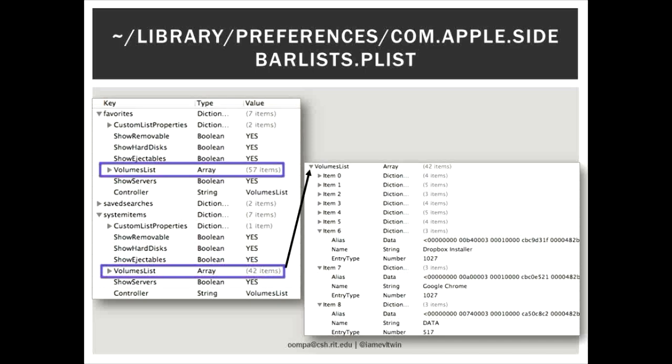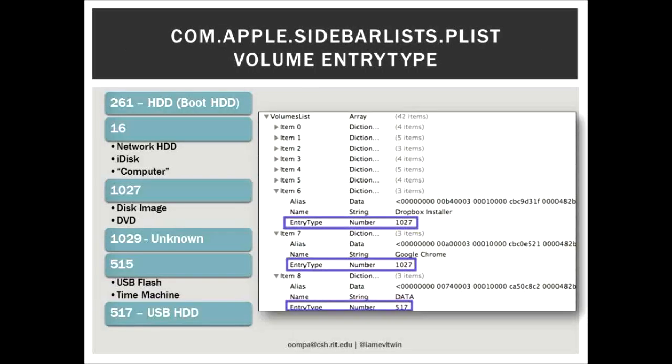They're in the volumes lists of the saved items and the favorites key. The major difference between the two keys is that one of them lists the applications, documents, downloads, and directories as well. But in each one you can see that there's basically a history of different volumes that were mounted.